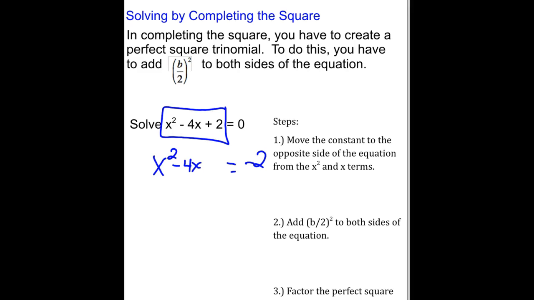Our next step says to add b divided by 2 squared, and I have that up here as well. That's the perfect number that will make this into a perfect square trinomial. The one thing to keep in mind is you have to add it to both sides. We have a balanced equation. The two sides are supposed to be equal. If we change one by adding a number to it, and we don't change the other side, it's no longer balanced.